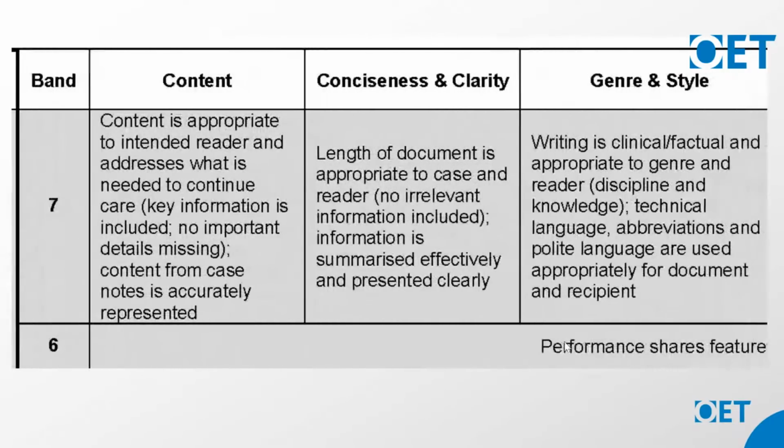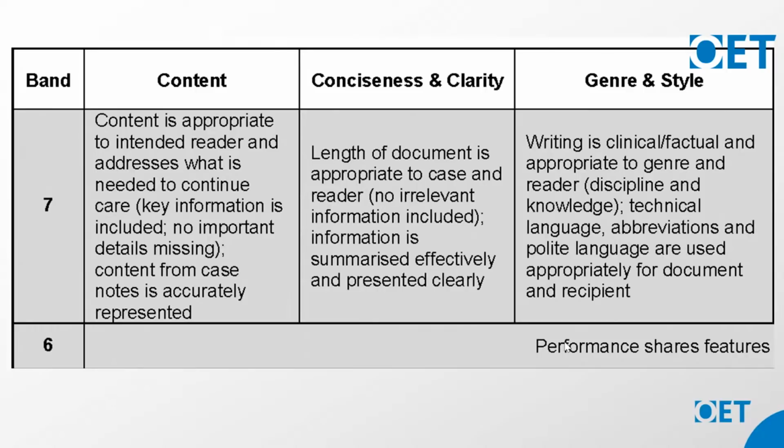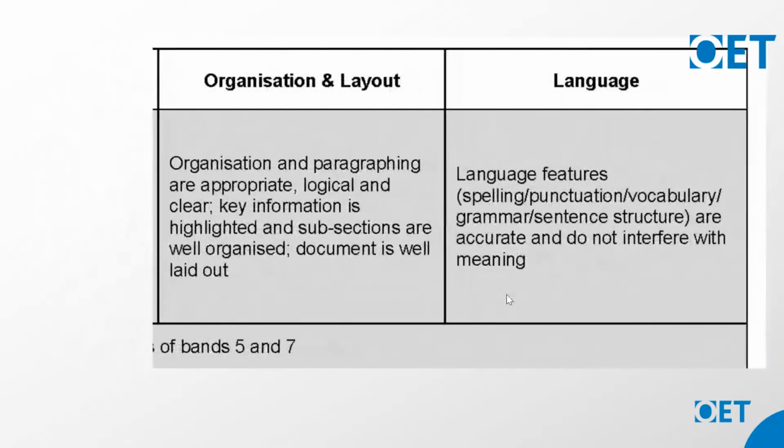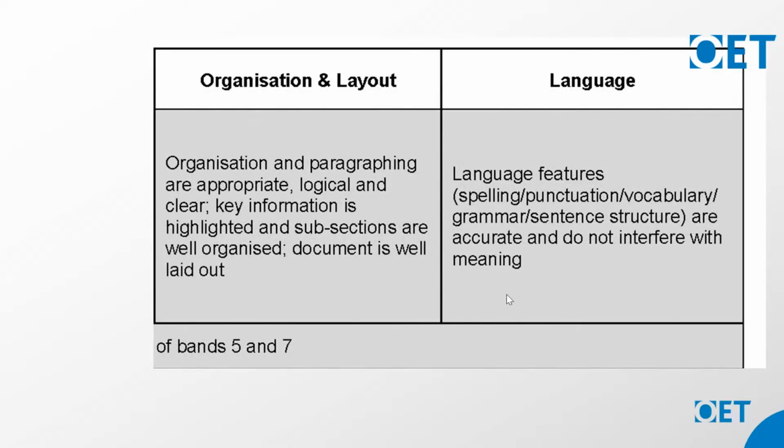Now, the other 5 criteria are not scored out of 3, they're scored out of 7. And they are content, conciseness and clarity, genre and style, organization and layout, and finally, language.